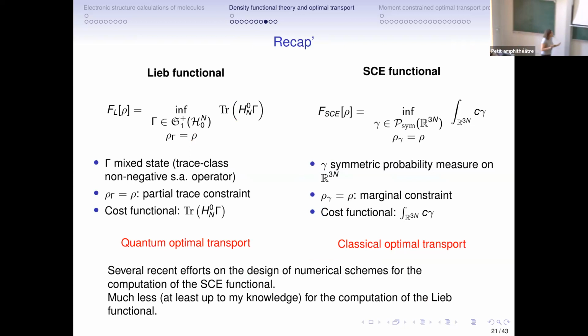So just a brief recap. We've got this Lieb functional and this strongly correlated functional.